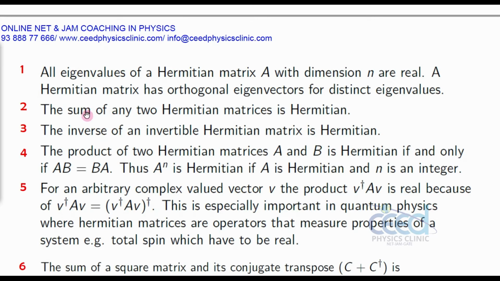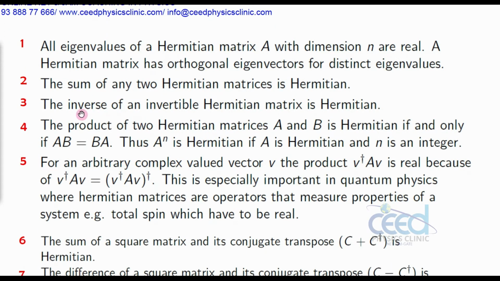Okay, so the sum of two Hermitian matrices is Hermitian. Now, the inverse of an invertible Hermitian matrix is Hermitian. If you take the inverse of an invertible Hermitian matrix, that is also Hermitian. And this is a very important property.